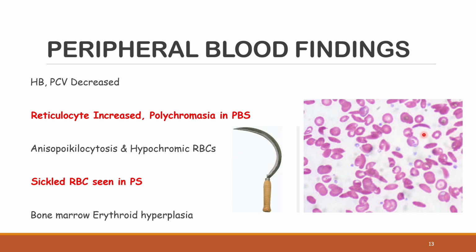Sickled RBC is seen in the peripheral smear. See, this is a sickled RBC. This is classically a sickled RBC. This is also a sickled RBC, and this is a sickled RBC. So that's because of sickle cell anemia.